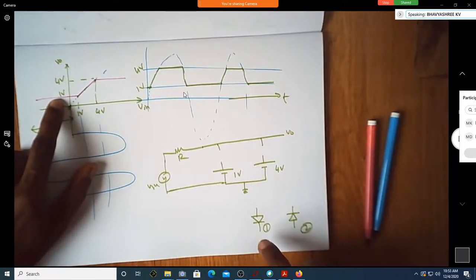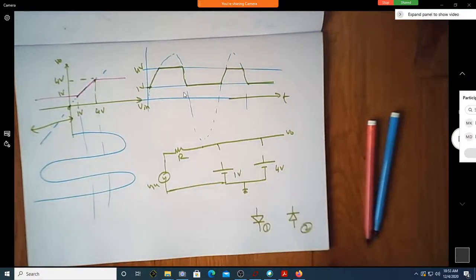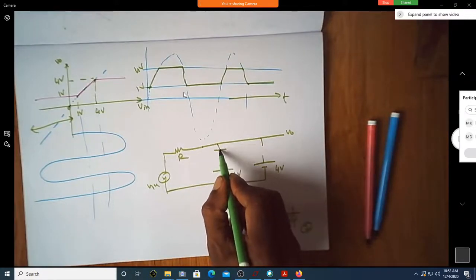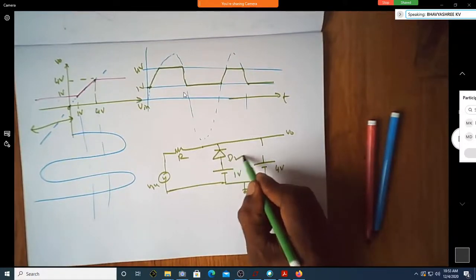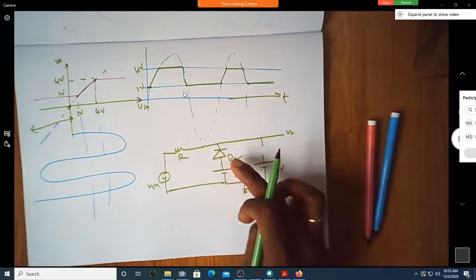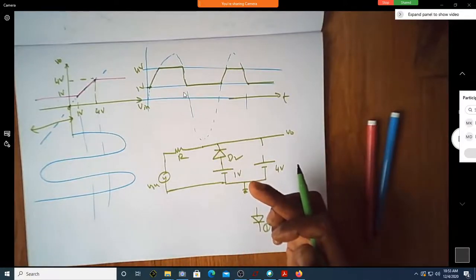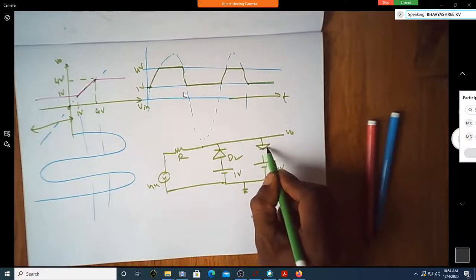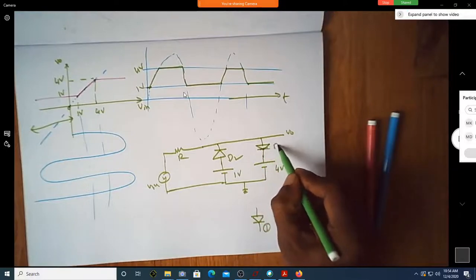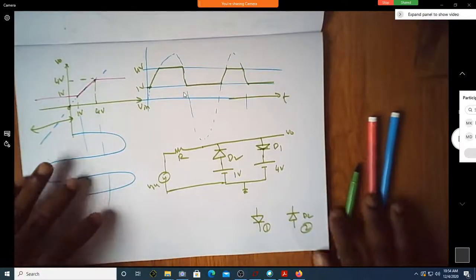Out of these two, diode 1 and diode 2, which one will be on for negative half cycle? Suppose I put it as it is, D2. Is this D2 fine? Yes, sir. During negative half cycle, this turns on. Correct? Yes, sir. How about the other one? Correct? Yes, sir. Getting some confidence. Hopefully.